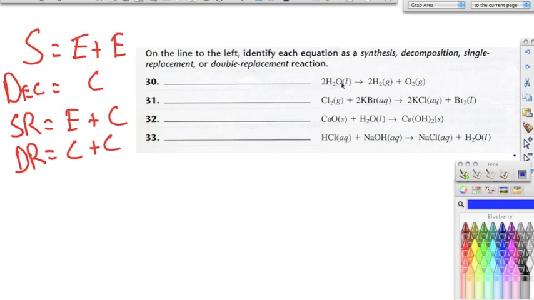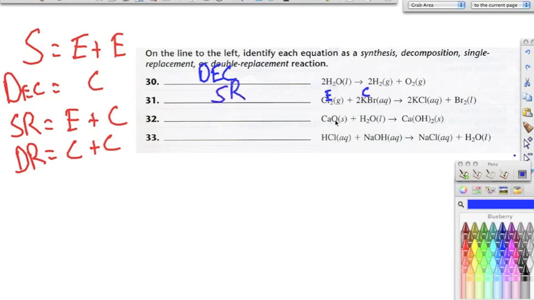Starting off at the very top, we see that we just have water as our reactant, so we just have one compound. So we know that that is going to be a decomposition reaction. Number 31, we see that we have chlorine plus potassium bromide. Okay, so we have an element in chlorine, and then we have potassium bromide, which is a compound, so an element plus a compound is going to be a single replacement reaction.